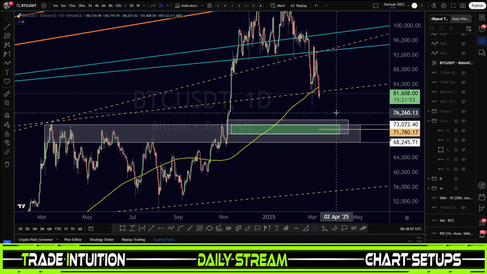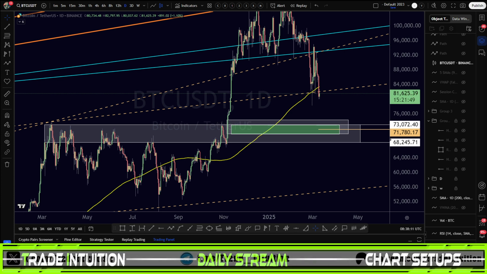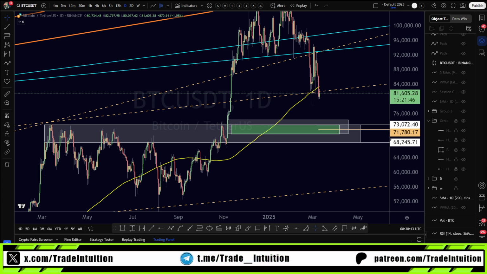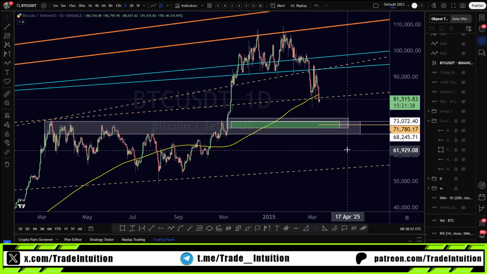If that happens, great. Right now, going long on any coin is extremely high risk. Are there coins that are doing well? Yes, definitely. But I would strongly recommend that shorts will more than likely play out.